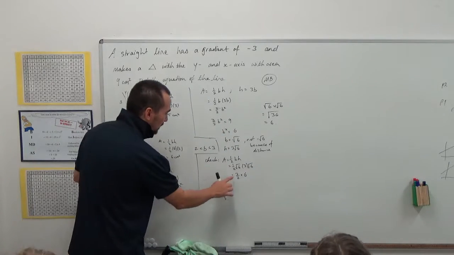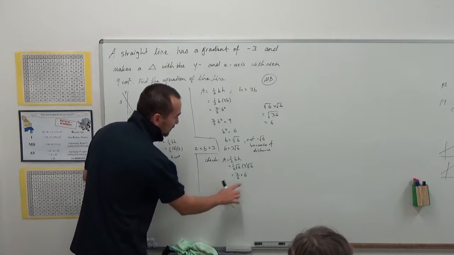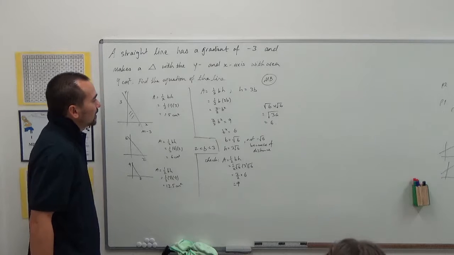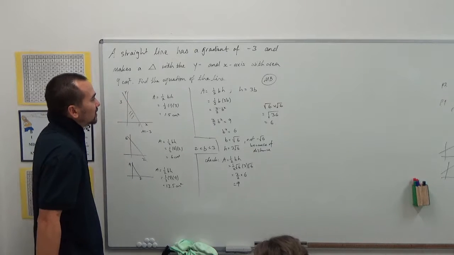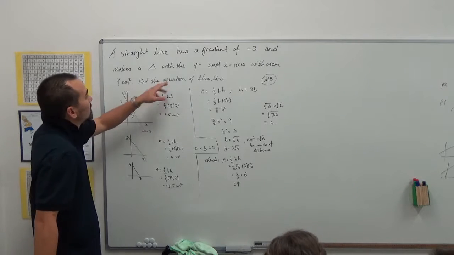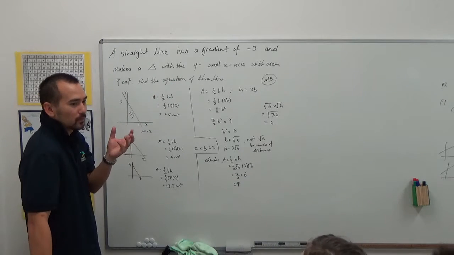Okay, that's fine. Half of 6 is 3. 3 times 3 is 9. It works. Excellent. So we're on the right track. And then we should make a little conclusion that says, therefore, the dimensions... Oh, no, we need to write the equation. We need the equation of the line.